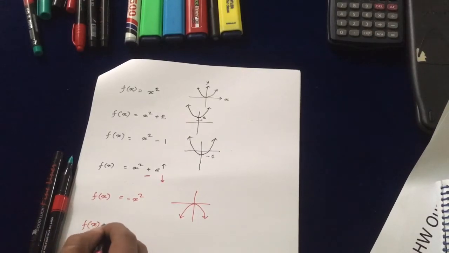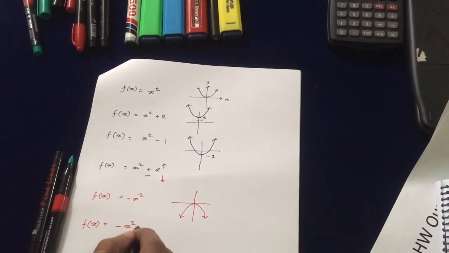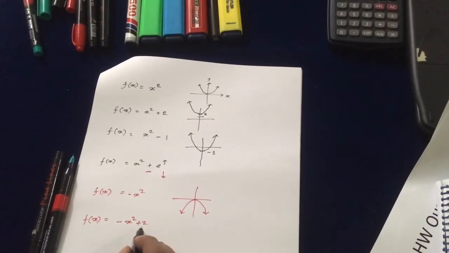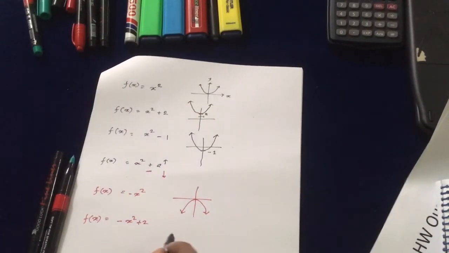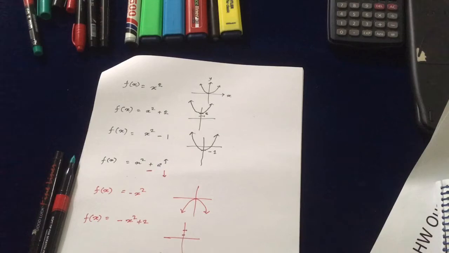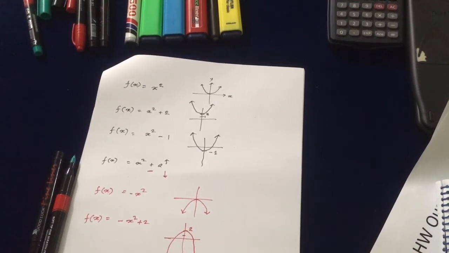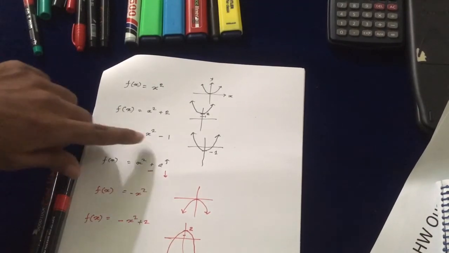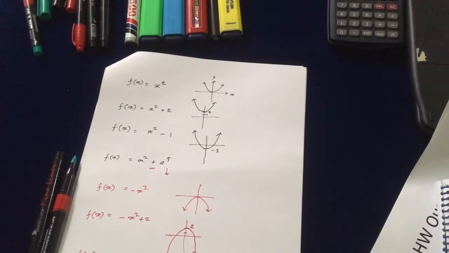Then f(x) equals minus x squared plus 2. Notice that for the plus 2, the graph goes to the 2, so we will take the graph to the 2, then again the shape of the graph will remain similar, so this will be the graph. Then what about f(x) equals minus x squared minus 1, just like this? There's a minus here. Then the graph will come to the minus 1, and then this shape will be this.